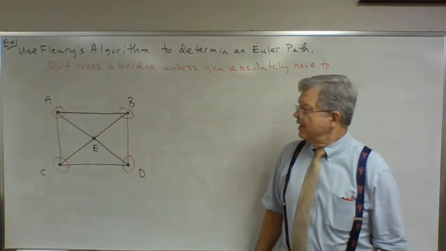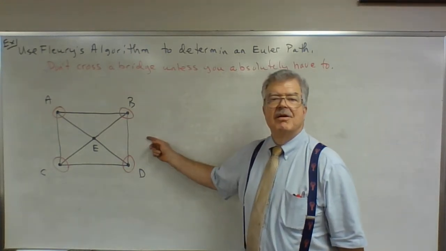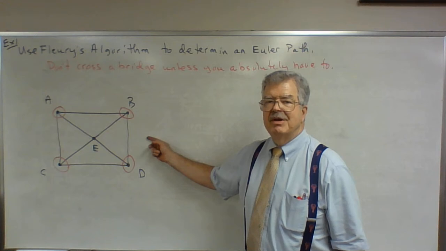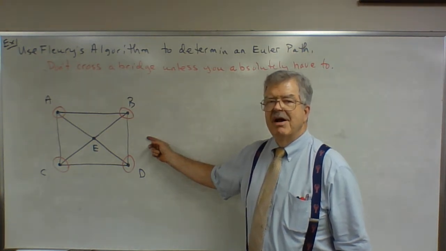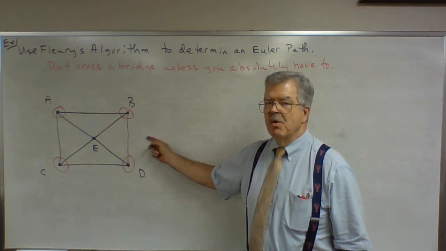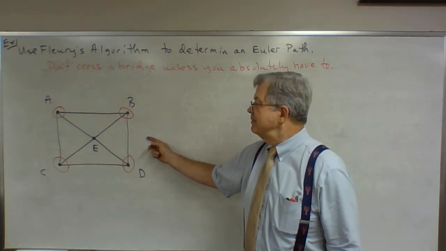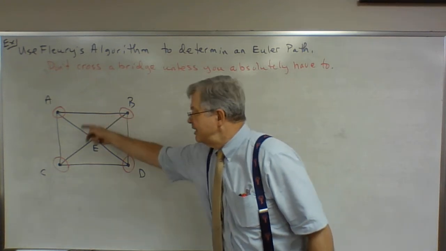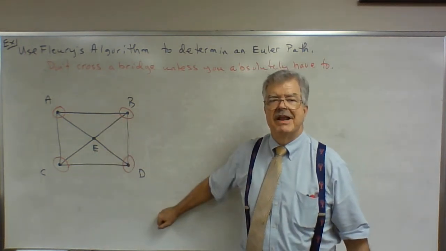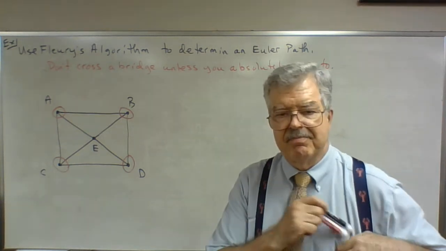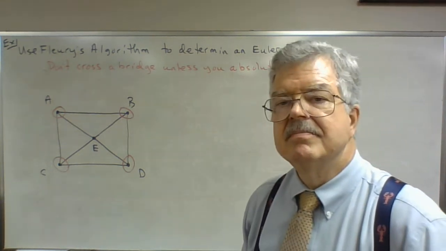So before we even start, we look at the graph and say, is it even possible to draw a path? Are there more than two vertices of odd degree? Yup, 1, 2, 3, 4. Okay, can't be done. Let's move on to the next exercise.